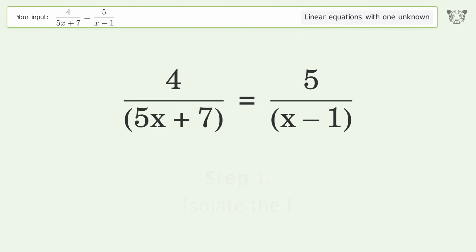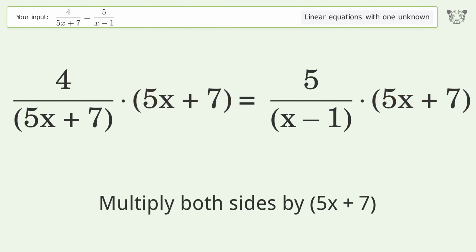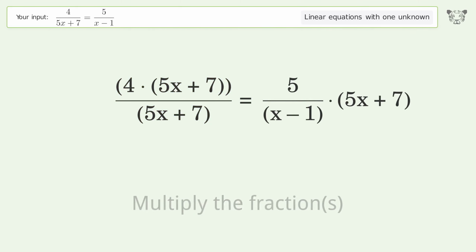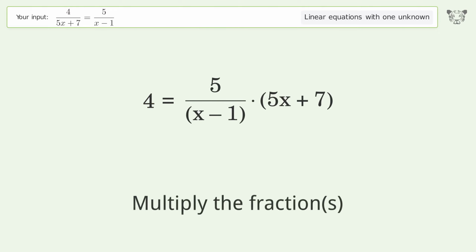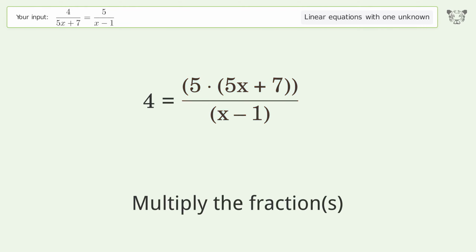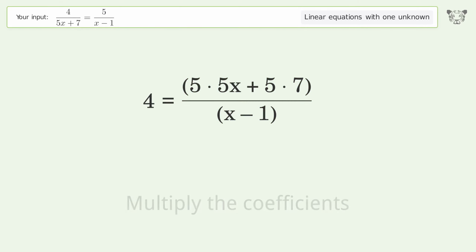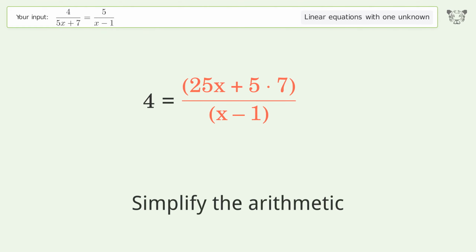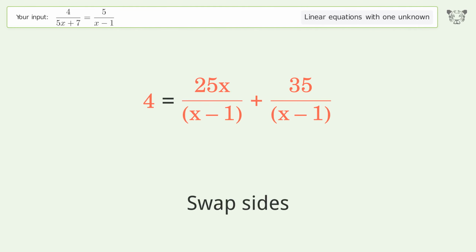Isolate the f. Multiply both sides by 5x plus 7. Multiply the fractions. Simplify the arithmetic. Multiply the fractions. Expand the parentheses. Multiply the coefficients. Simplify the arithmetic. Break up the fraction. Swap sides.